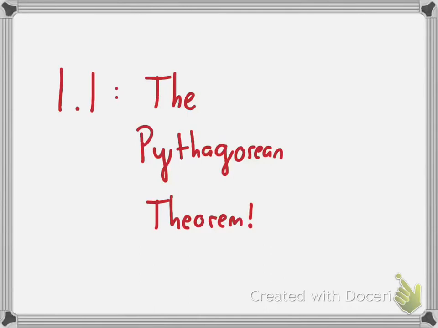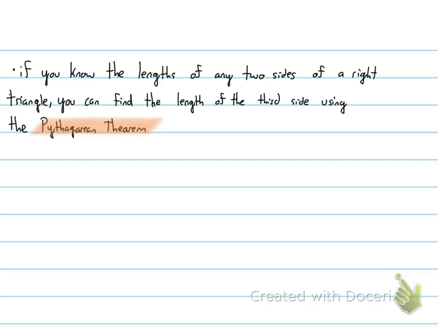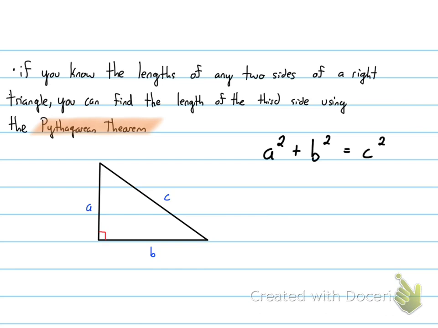In section 1.1, we're going to learn about the Pythagorean Theorem. If you know the lengths of any two sides of a right triangle, you can find the length of the third side using the Pythagorean Theorem. So if we have a right triangle, and we know that it's a right triangle because it's a triangle that's got a right angle in it, let's call those sides A, B, and C. The Pythagorean Theorem would state a squared plus b squared equals c squared.